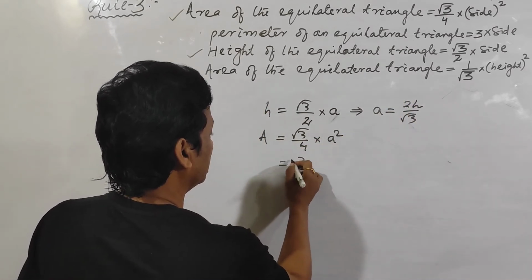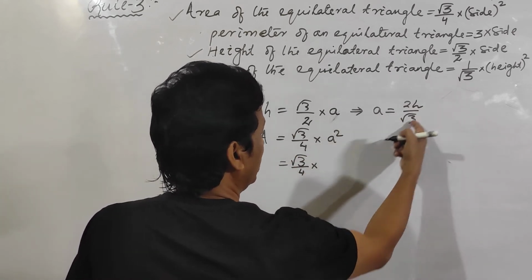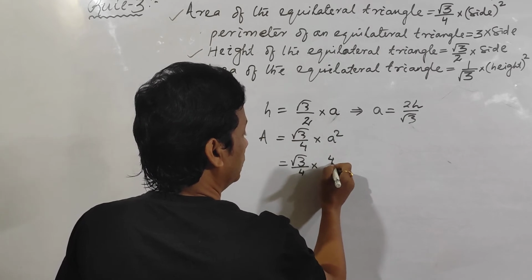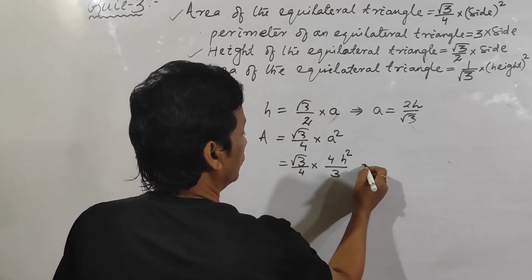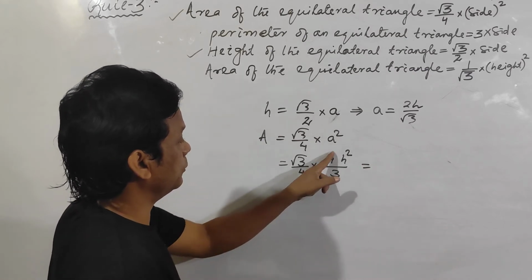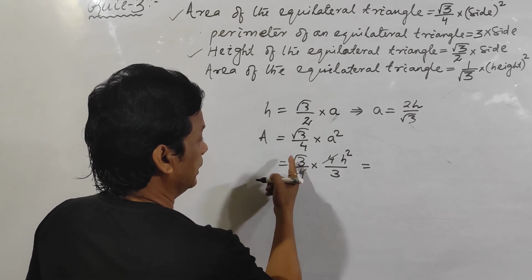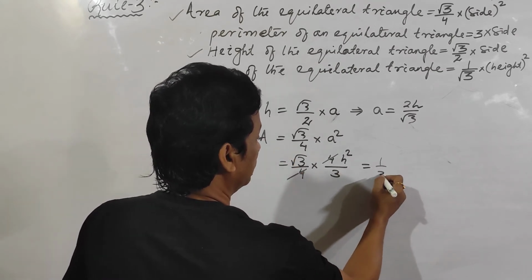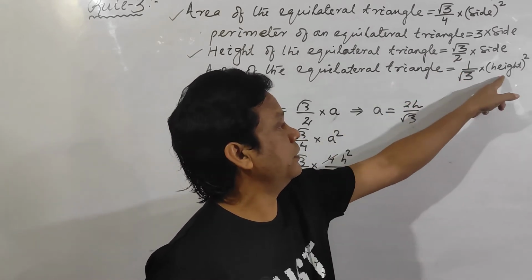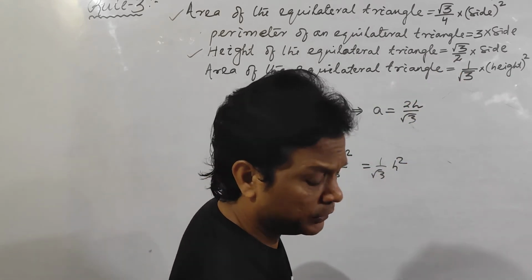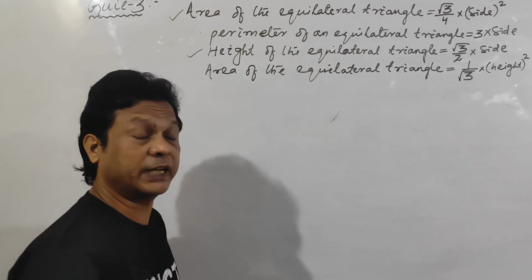It will be root 3 by 4 into a square. a square means the square of this one. So 2 square is 4, h square divided by root 3 square, which is 3. Okay. So the two 4s cancel out, and root 3 cancels out. It will become 1 by root 3 into h square. That means the area is 1 by root 3 height square. Okay, so if you remember these formulas, you can do the problems directly.